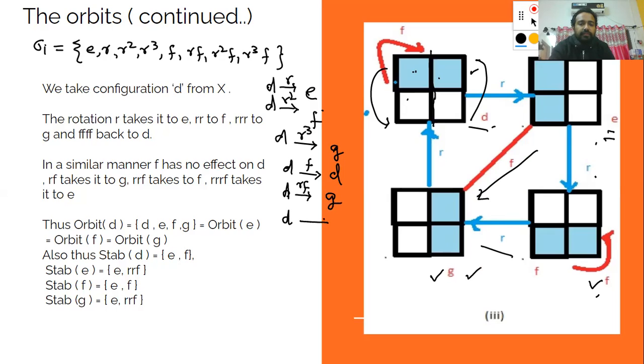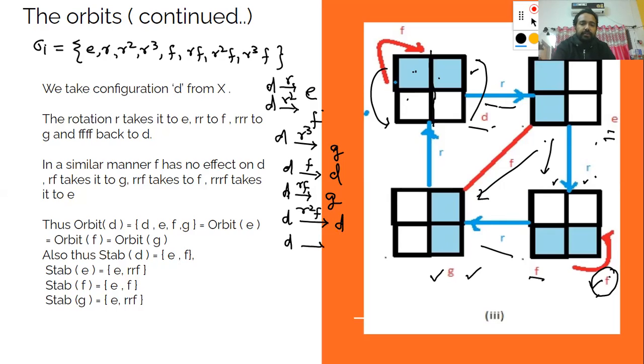Next, R square flip. So R applied on D goes to E. Again, another R applied on E goes to F. So R squared applied on D goes to F. Now apply the flip. If you apply the flip on F, the left and right are the same, so it stays at D.